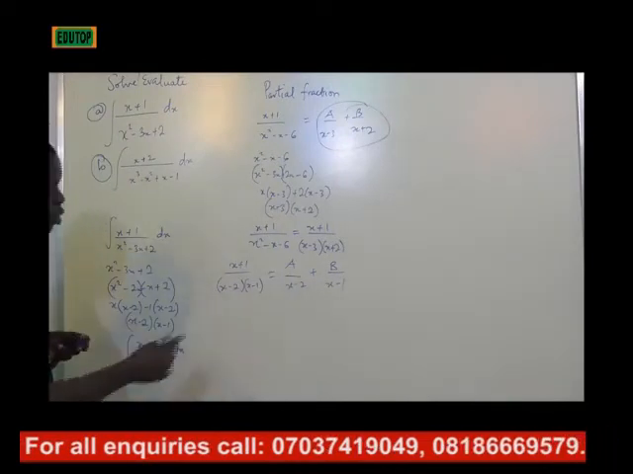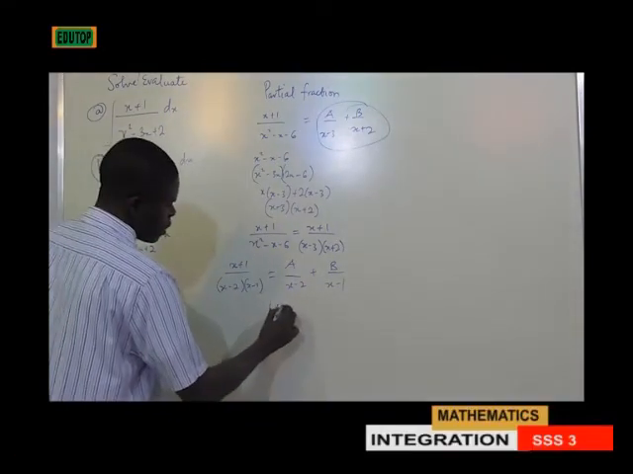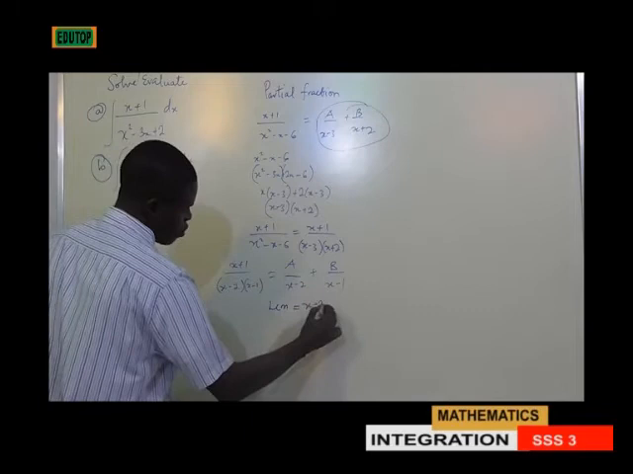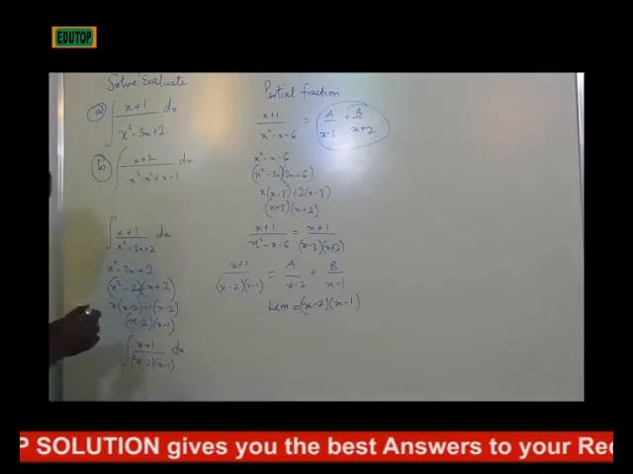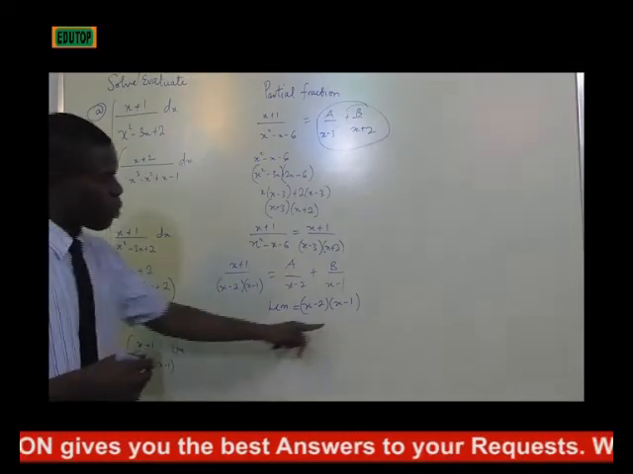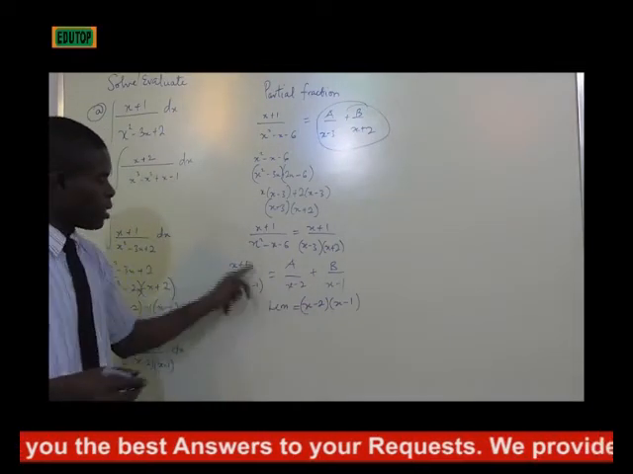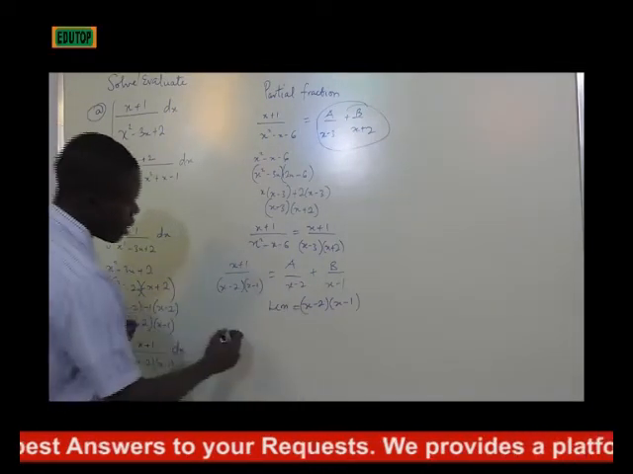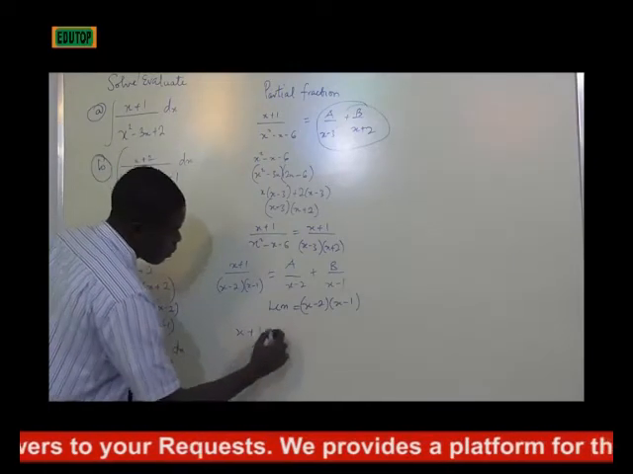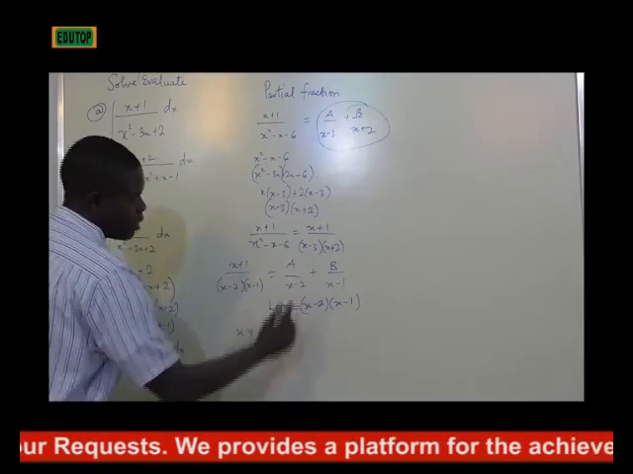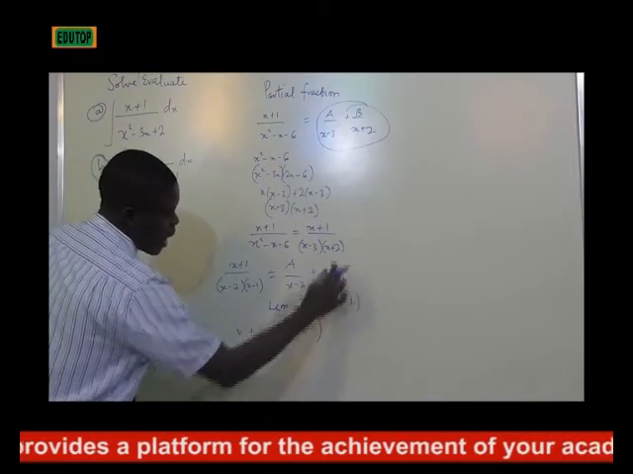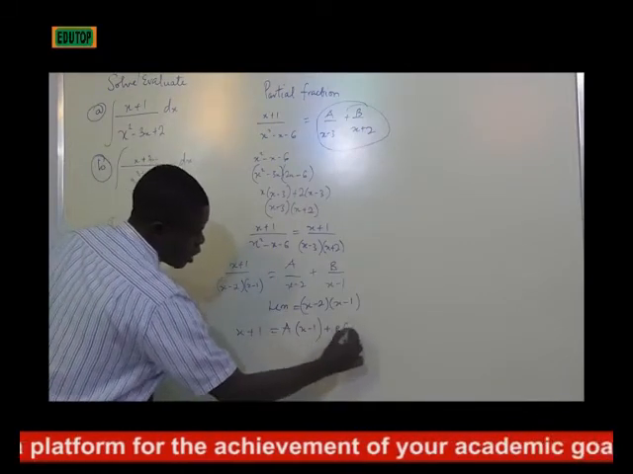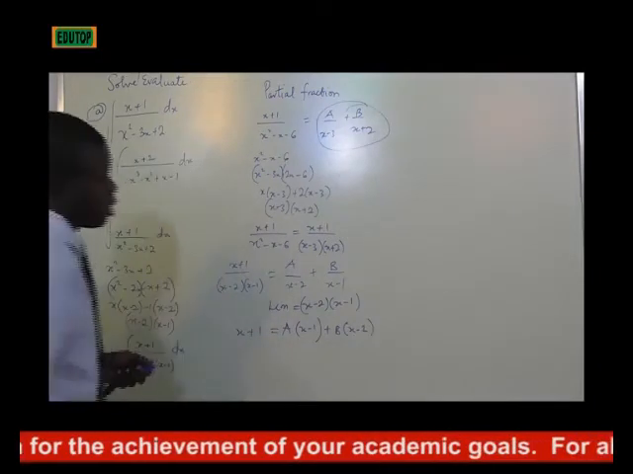So the first thing we have to do is look for the LCM. The LCM will definitely be x minus 2, x minus 1. So we multiply both sides by the LCM. If you multiply this by this, we are going to be left with x plus 1, which is equal to, if you multiply this by this, a into x minus 1. If you multiply this by this, we have plus b into x minus 2. That's what we're going to have.